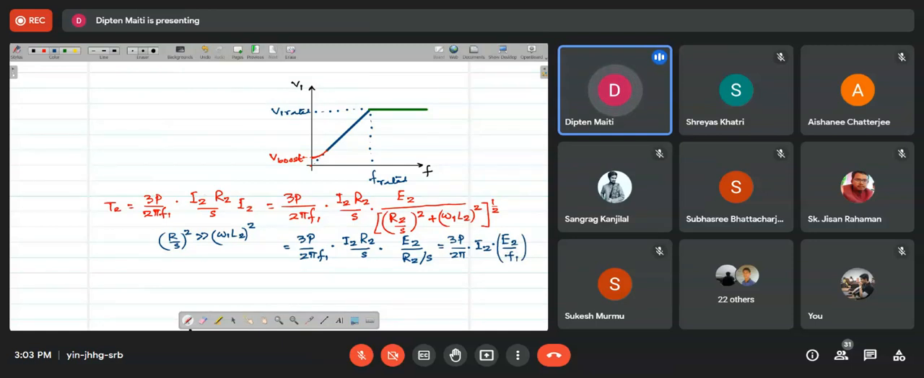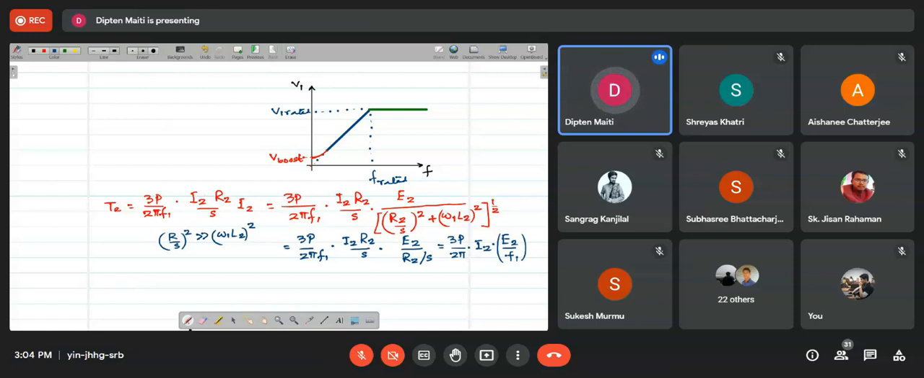Okay. So now if we can maintain this E2 by F1 to be constant, of course, if we can maintain the ratio E1 by F1 to be constant, that is the same as maintaining E2 by F1 constant. In that case, you can see that the torque produced is proportional to the secondary rotor current, and the rotor current is more or less equal to the stator current. So in this case, the torque produced would be proportional to the stator current. That means by using this, we can also indirectly limit the current of the induction motor.